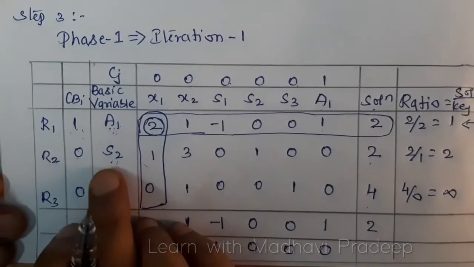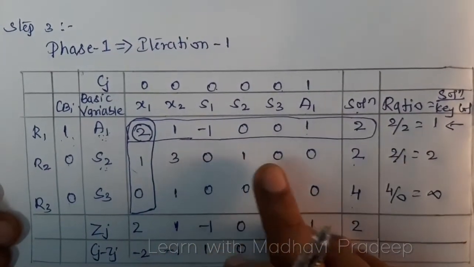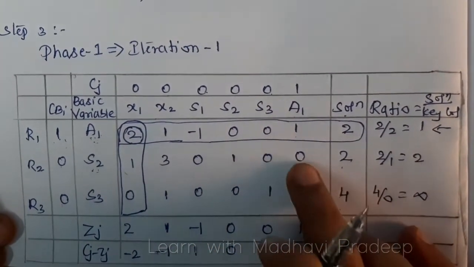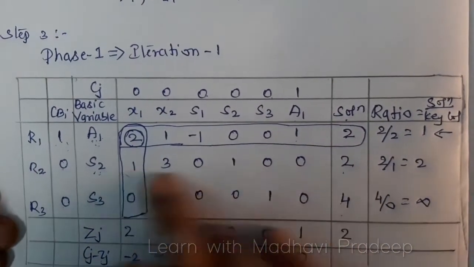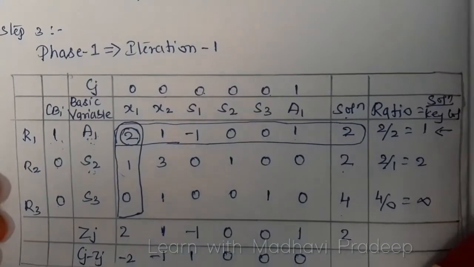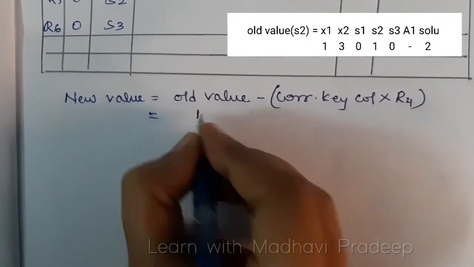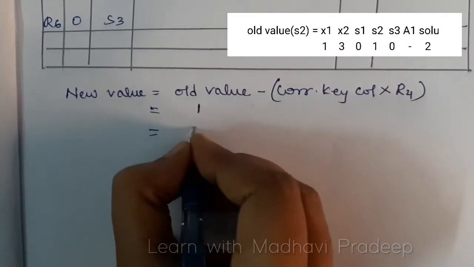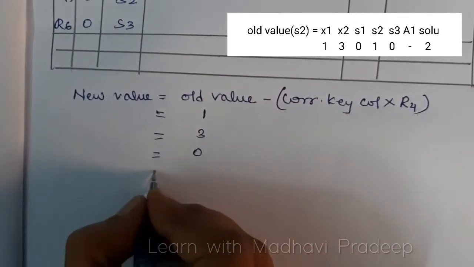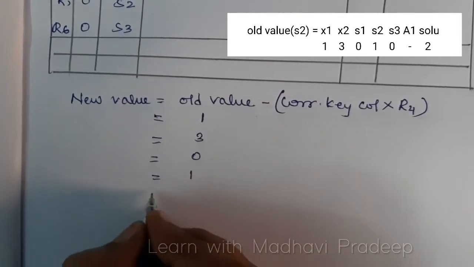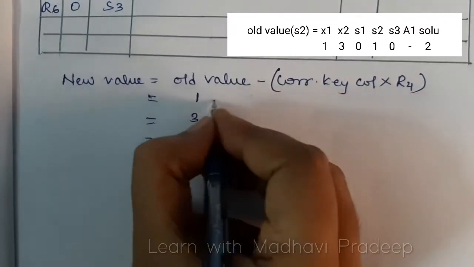So this is the old value for the S2 row from iteration 1, that is 1, 3, 0, 1, 0, 2. Don't write down for A1. Don't calculate. We have removed the A1 column itself. Okay, so write down this value as the old value in the formula. The first value is 1, second 3, then 0, then 1, then 0, then 2. So this is the old value.